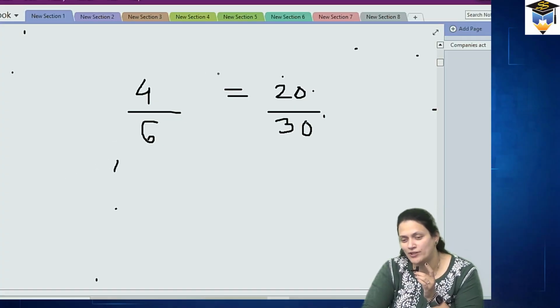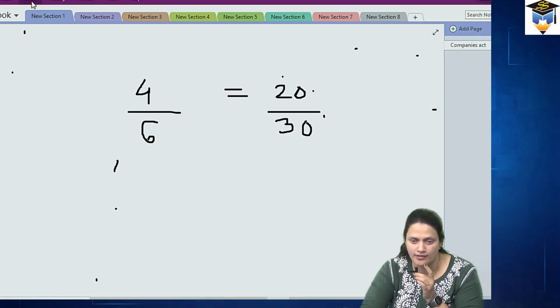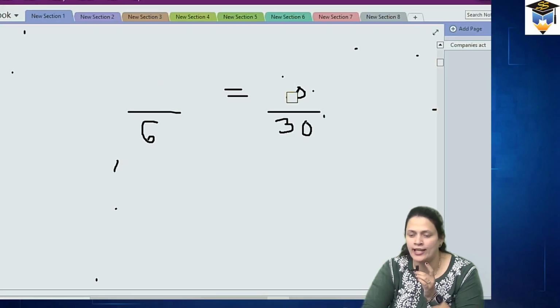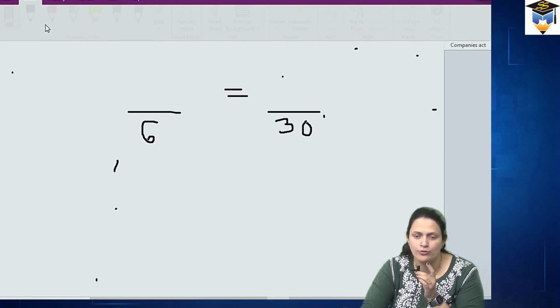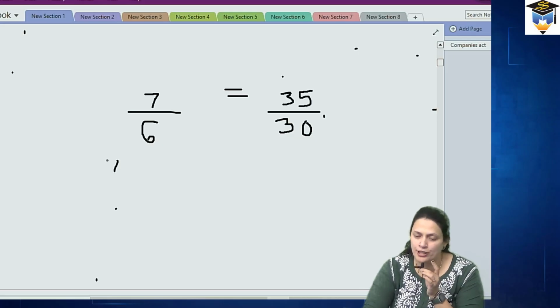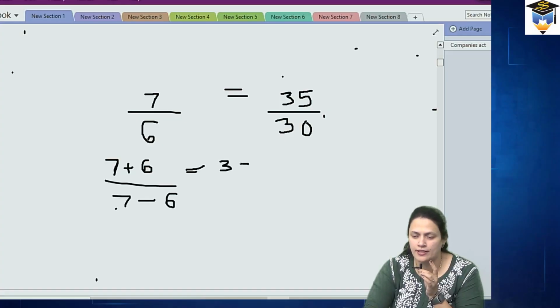I need the numerator part bigger than the denominator. So what I'm going to do, I'm going to change this, because we don't want a negative number. So 7 upon 6, and here it will be 35 upon 30. Now apply componendo dividendo. So 7 plus 6 upon 7 minus 6 is equal to 35 plus 30 upon 35 minus 30.